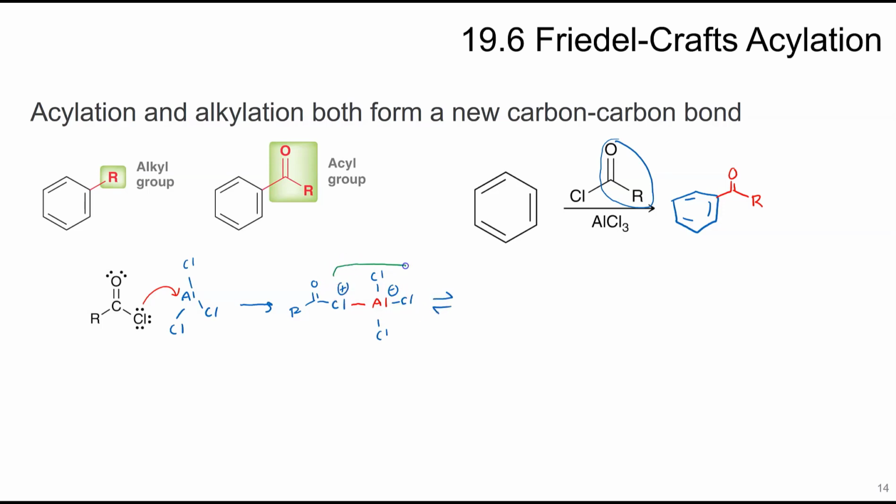We have this good leaving group. This is called an acylium ion, which is resonance stabilized. And we shift the positive charge to the oxygen. So the acylium ion usually does not rearrange because of resonance.